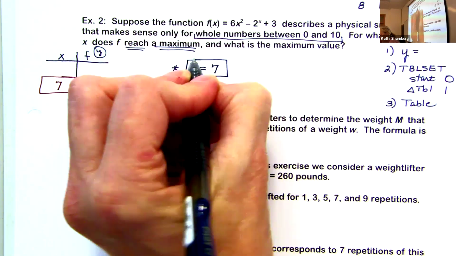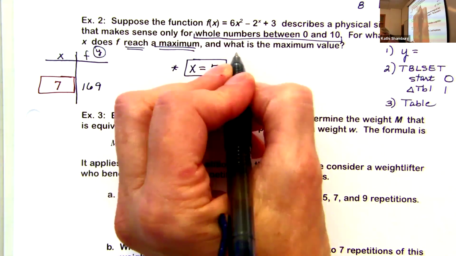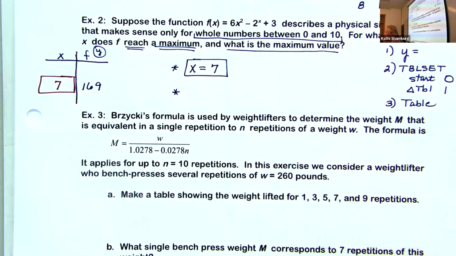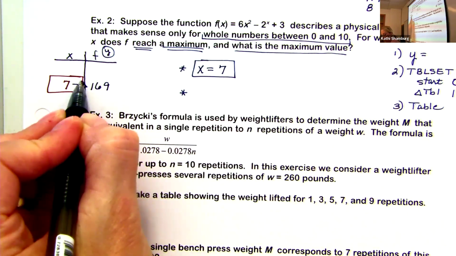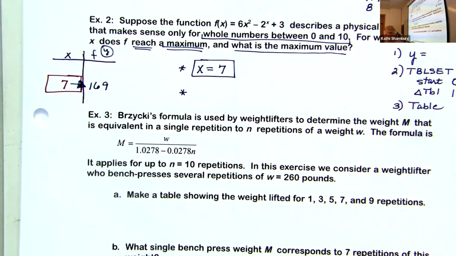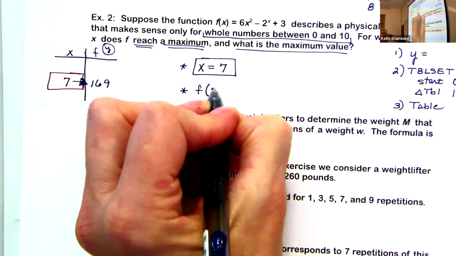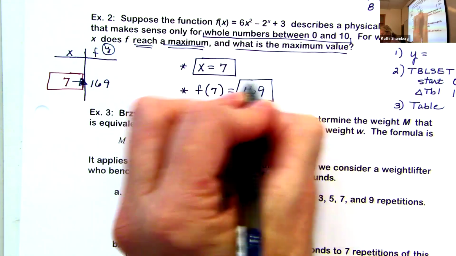That's the first question. Now, if I knew what we were talking about, 7 deer, 7 hours, but we don't know, so I don't have to put anything on it. And then it says, and what is that maximum value? We're at 7, what's that maximum value? 169. So this would be f at 7 equals 169, and it's asking for that maximum value.